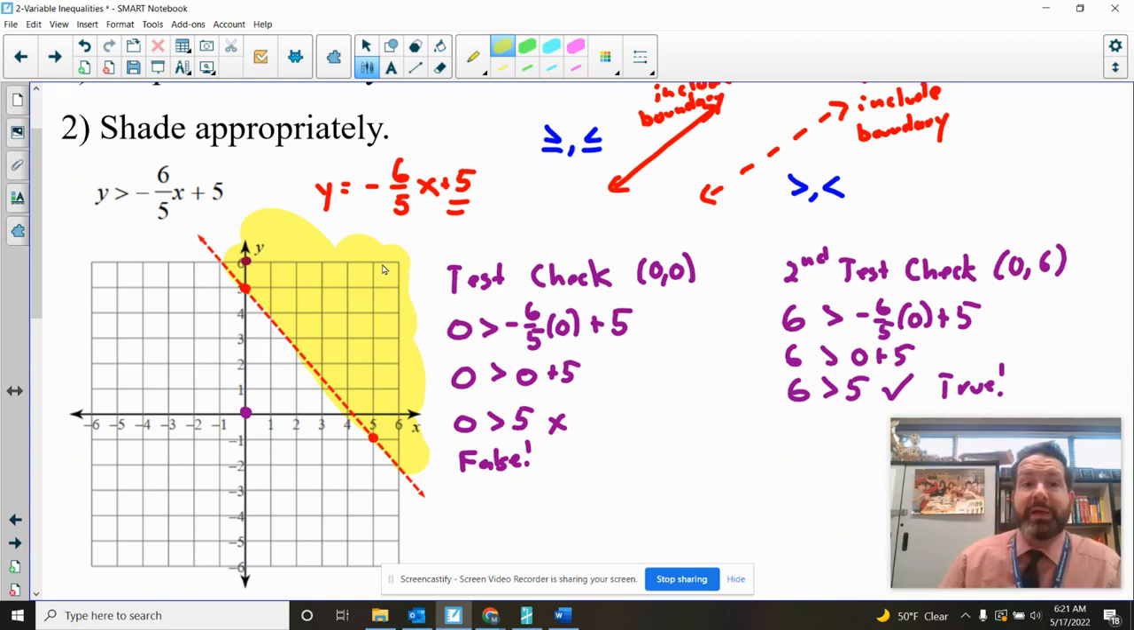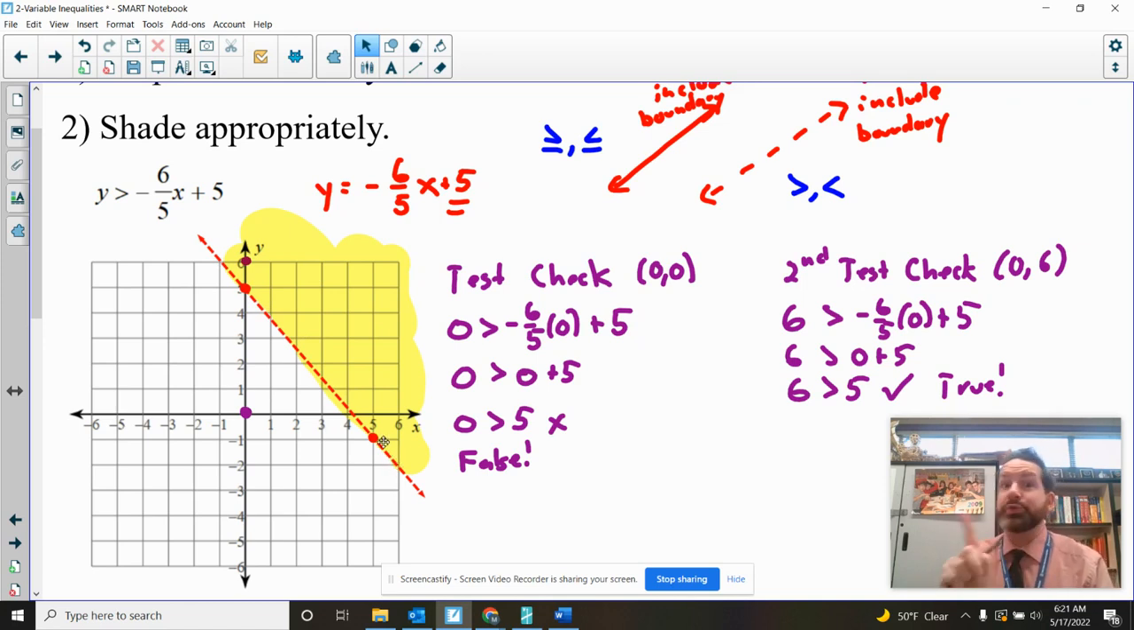So now anybody who looks at my work can say, okay, the points that solve this inequality are in this shaded region, the yellow area above the boundary line, and I can see that because the boundary line is dashed, I do not want to include any ordered pairs that are on the boundary line.